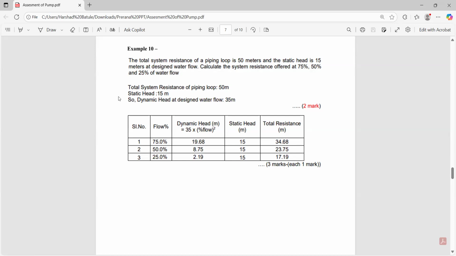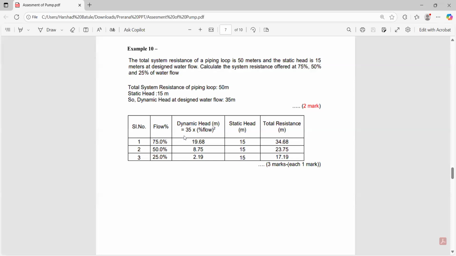So your total system resistance is 50 meters. From that, 35 meter is your dynamic head and 15 meter is your static head. If you change the flow rates, only your dynamic head is going to change, not your static head. At 100% flow rate, your dynamic head is 35 meter, but at 75% flow rate it is going to change. At 75%, your dynamic head would be 35 times the change in percentage flow rate, which would be 19.68. Static head is constant. So your total resistance would be 34.68 meter.